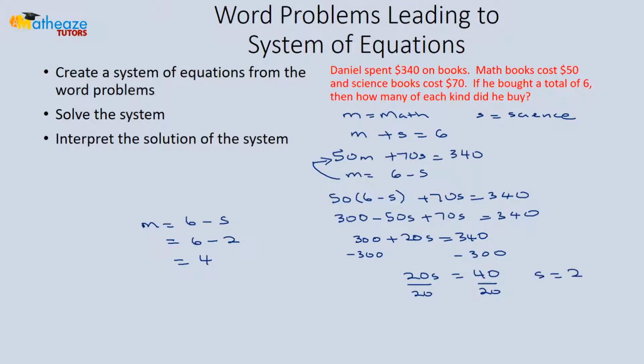So what this means is that there are 4 math books and 2 science books.